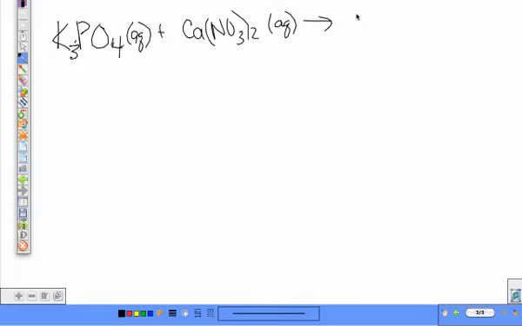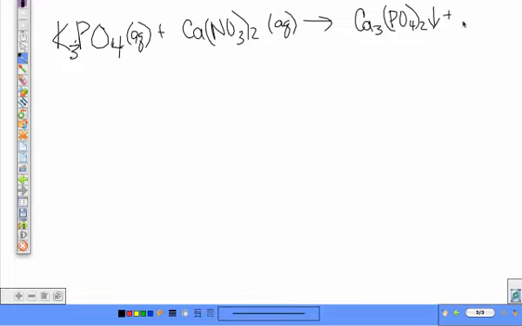So what would we have? Calcium phosphate is Ca3(PO4)2. So calcium phosphate, is that soluble or insoluble? Insoluble, so that's going to form a precipitate. So I'm going to put a little down arrow showing that it's a precipitate. You could put S in parentheses, that's fine too, whichever way you want to write it.